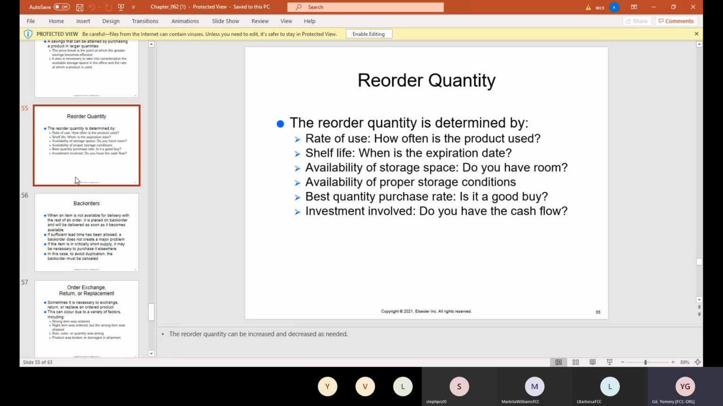Investment involved. Do you have the cash flow? Of course, you have to have the money in order to buy your supplies. Or if you're going to order something new, you need to have the cash flow for it. And sometimes, if it's a private office, they will have a budget of how much they can order per month or however often they do their orders.